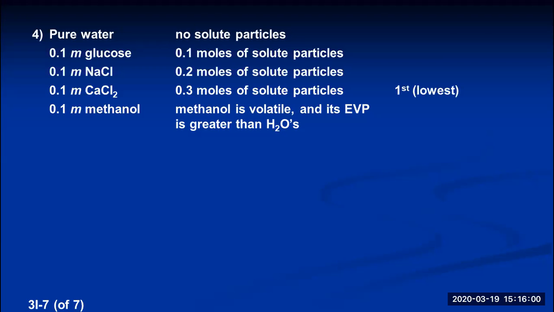And so therefore, the lowest vapor pressure of all will be that of the calcium chloride solution, sodium chloride second, glucose third, and then water fourth. And then the highest vapor pressure of all will be the one with the volatile component in it, the methanol.